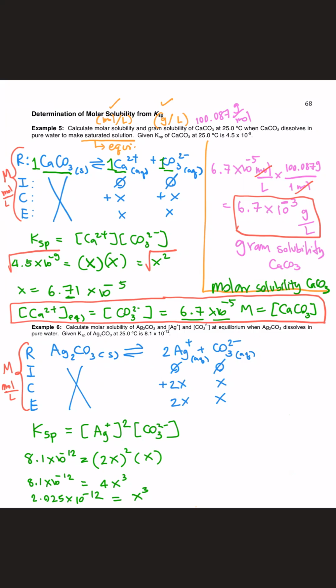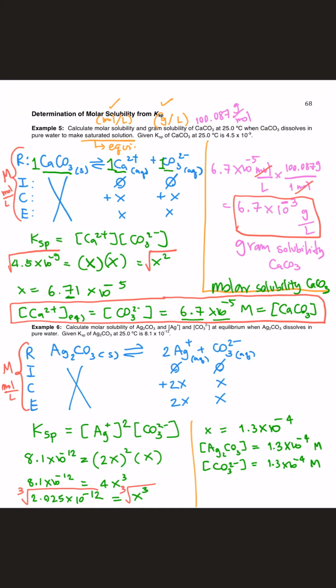To get rid of the cube, you need to take the cube root of both sides, and you will get x equal to 1.3 times 10 to the negative 4. This value of x represents the molar solubility of silver carbonate. It tells us that silver carbonate can, in 1 liter, dissolve 1.3 times 10 to the negative 4 mole at equilibrium, and this amount will then dissociate into 2 silver ions and 1 carbonate ion. Therefore, the concentration of the carbonate ion would be the same as the concentration of the silver carbonate that can dissolve in water.